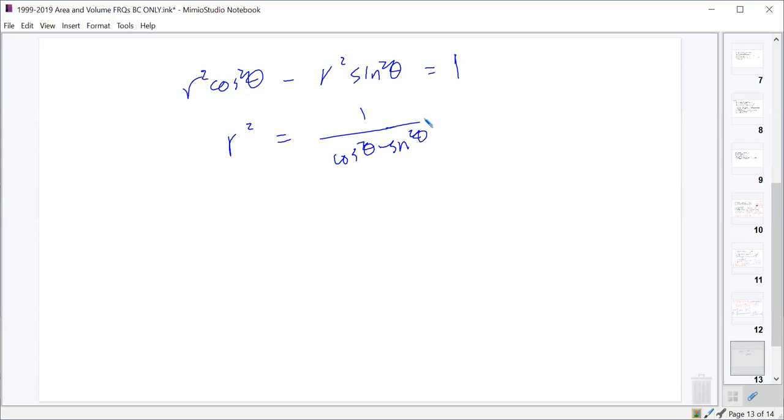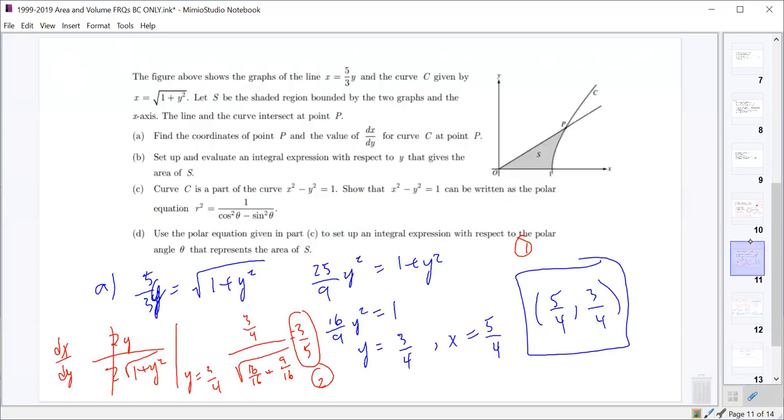And then part D said use the polar equation in part C to set up an integral with respect to the polar angle theta that represents the area of S. And so it should just be from 0 to whatever this angle is here. And this angle we should be able to figure out by just drawing a right triangle here, right? I mean, if this is our theta, we've gone up, what is that? x equals 5/3 y, so that's y equals 3/5 x. We've gone up 3 and over 5.